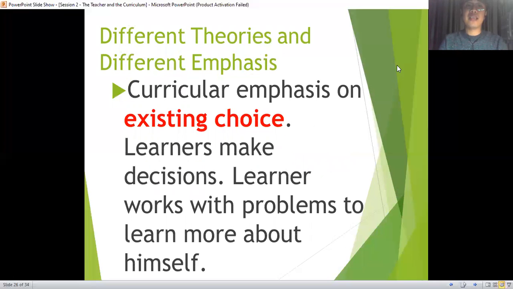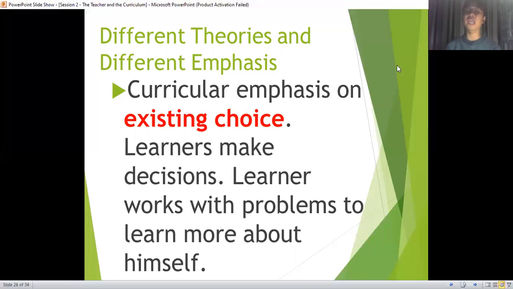Okay, next emphasis, curricular emphasis on existing choice. Learners here make decisions. Again, existentialism, the theory on existentialism. If you still remember that. For existentialism, you give learners the freedom to choose what they want to learn, how they want to learn. It's not imposing your position as teacher on how you would like to teach. It's asking how they would like to learn. Learners here make decisions. Learner works with problems to learn about himself.